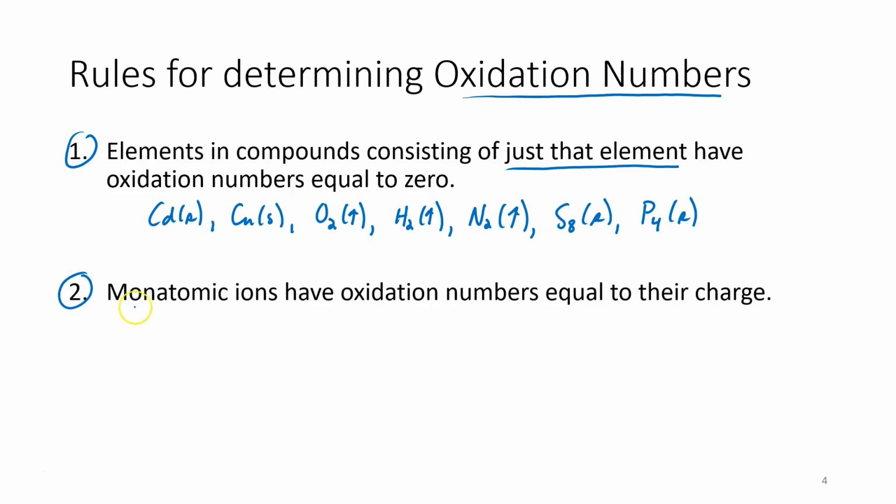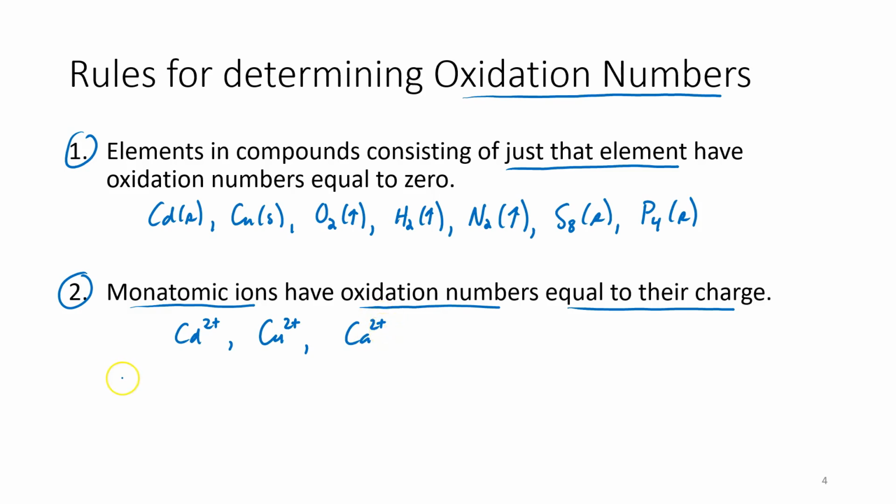The second rule is about monatomic ions, which have oxidation numbers equal to their charge. So I think we saw some examples of these in the previous video. Cadmium +2. It has a charge of +2. That's also its oxidation number. Copper 2+. It has a charge of +2. That's also its oxidation number. Calcium +2 has a charge of +2. That's also its oxidation number.